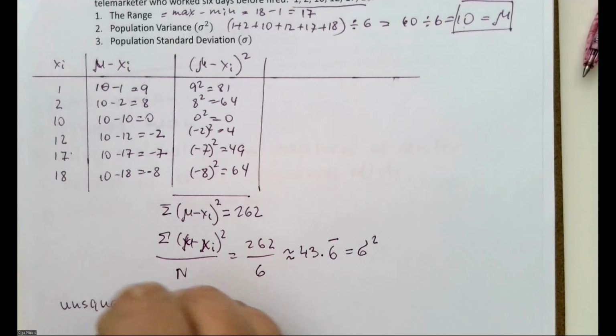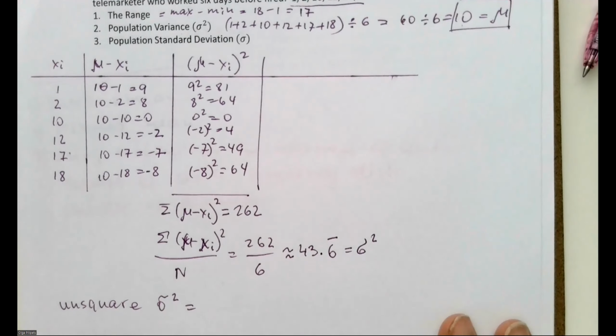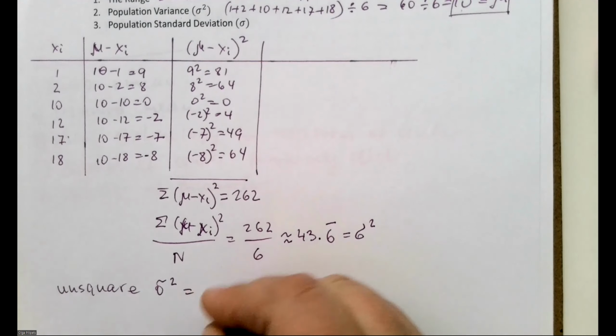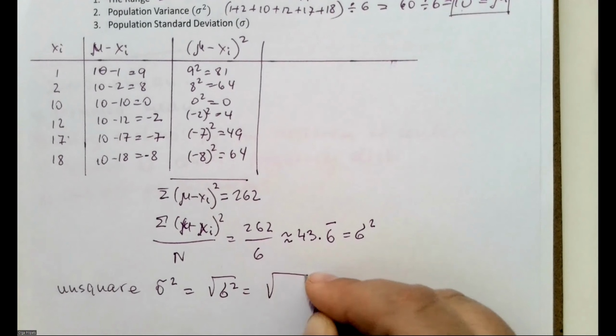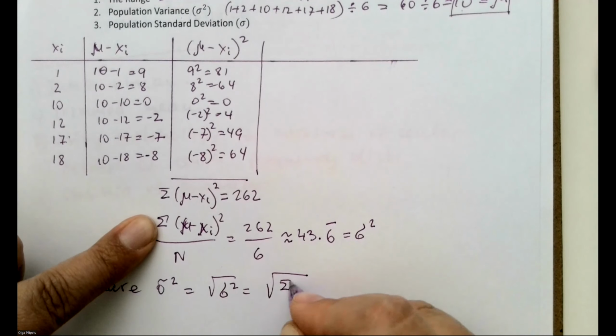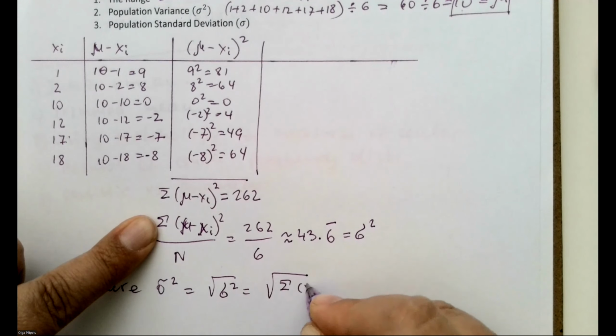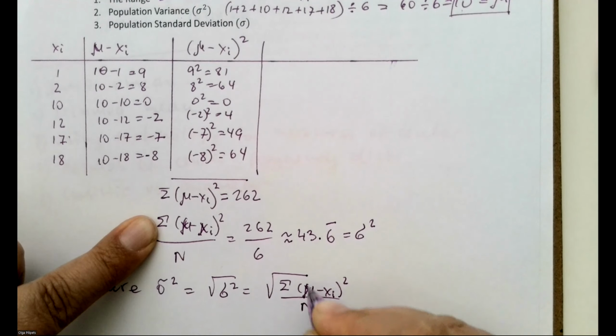Unsquare the population variance. How do you unsquare? Well, you take a square root of it, right? So we're going to take a square root of the sum of the distances squared divided by n.